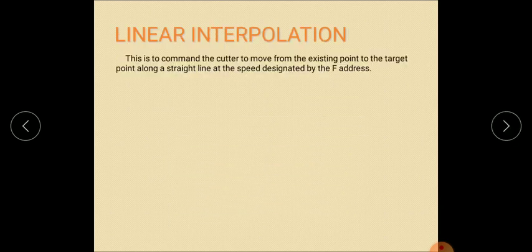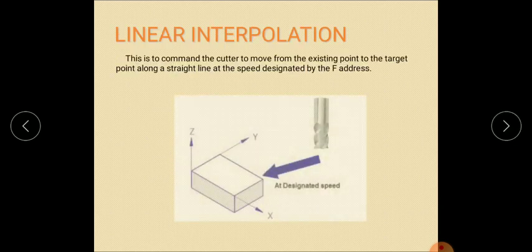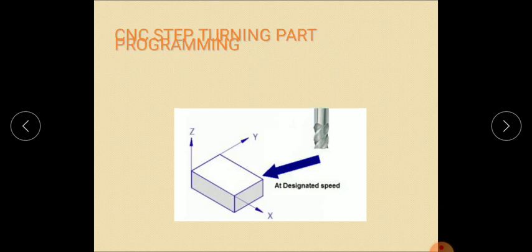Next one, linear interpolation. From the figure it indicates that this is the command to the cutter to move from the existing point to the target point along the straight line designated by the F address. So from the existing point to the target point, it moves in a straight line, with the feed indicated by the F address. So this is nothing but the linear interpolation. Linear interpolation means the straight line.